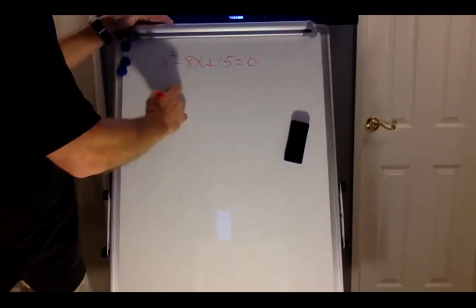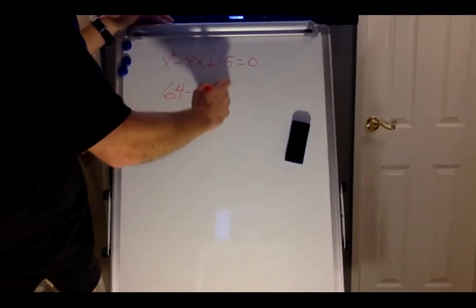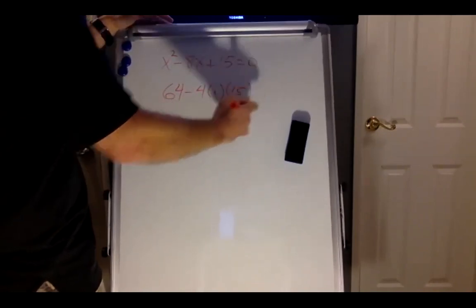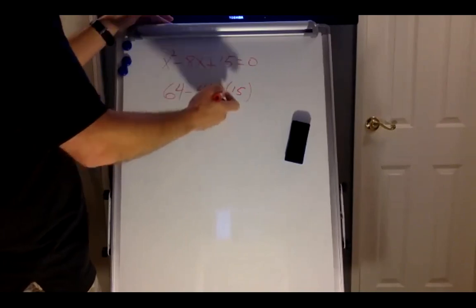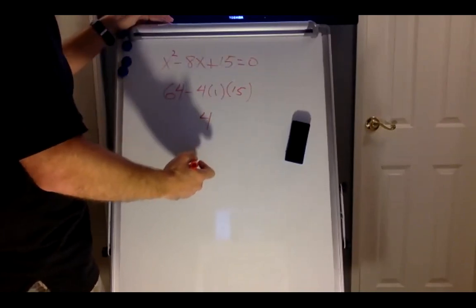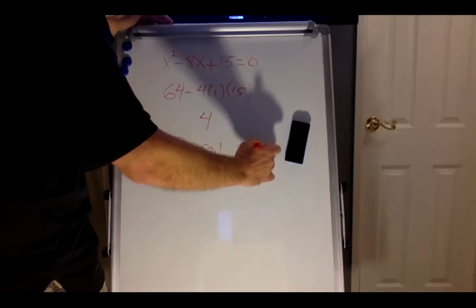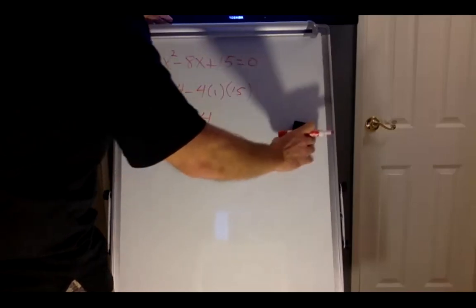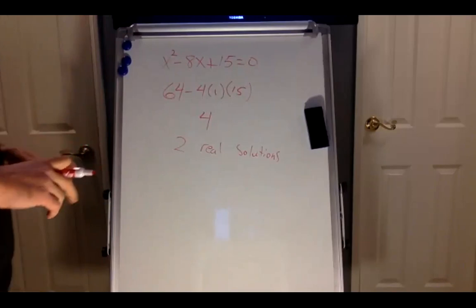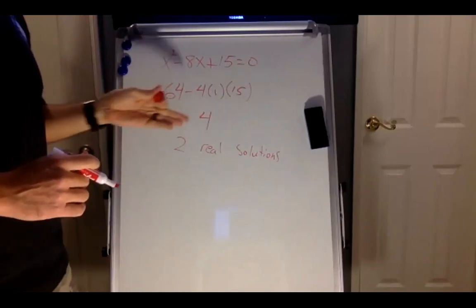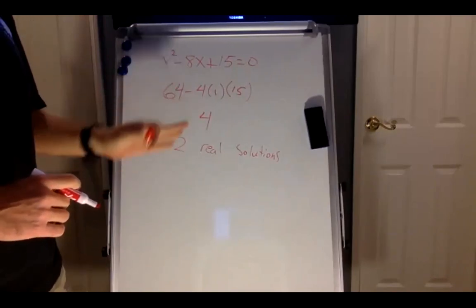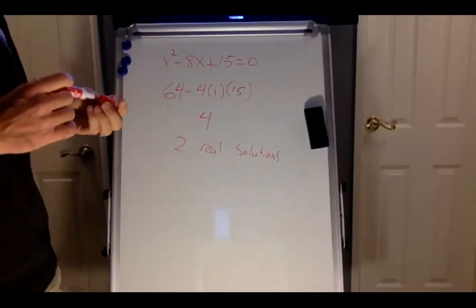Okay, so b squared minus 4ac, 64 minus 60 is 4. So there are two real solutions based on the discriminant being positive. Because the discriminant is positive, there are two real solutions.